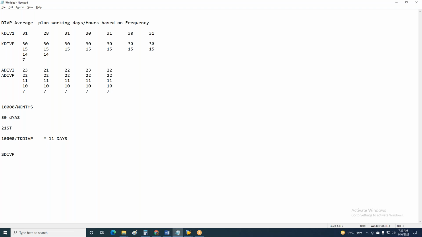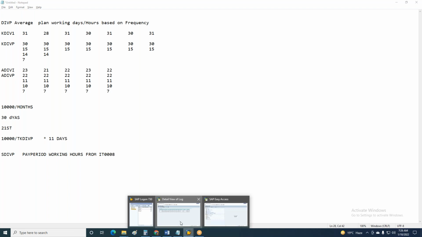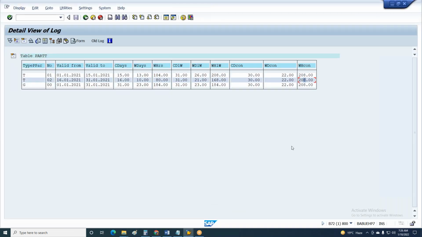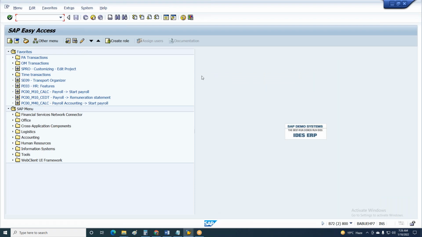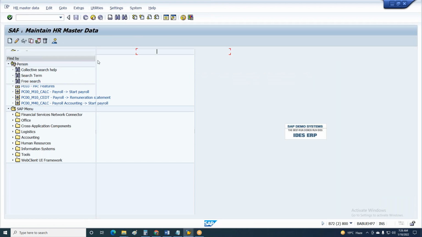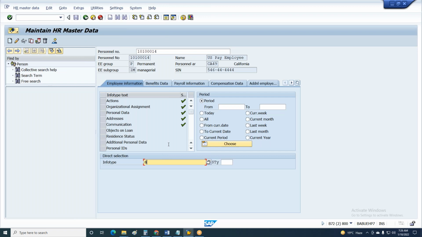DIVP is pay period working hours. Where is it calculated? From info tab 8. It is always showing 208. Where is it taken from? So info tab 7. When info tab 7 is changed, in some cases info tab 8 also should be modified.